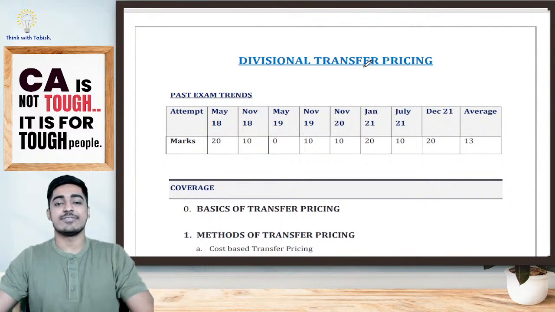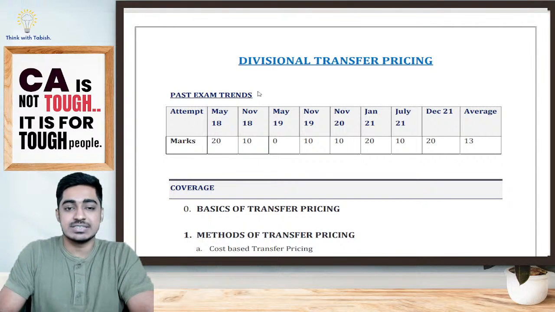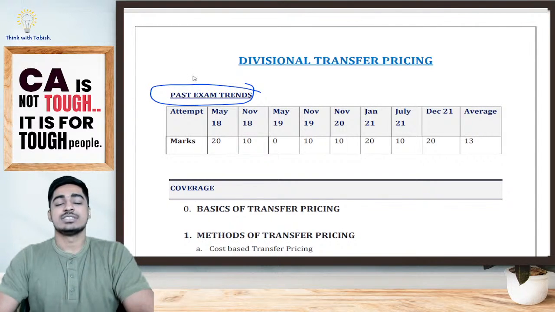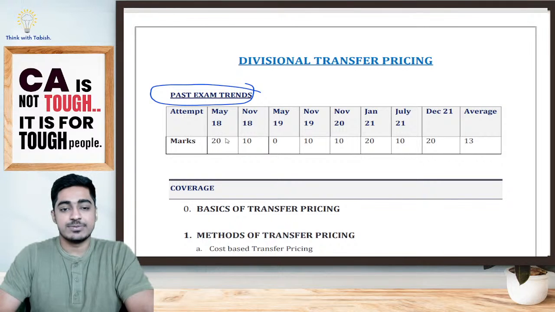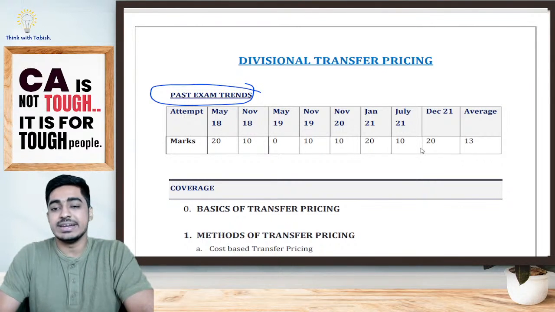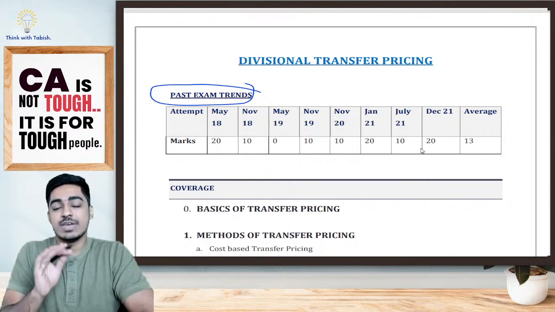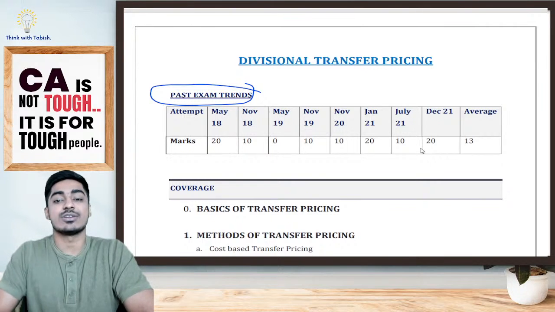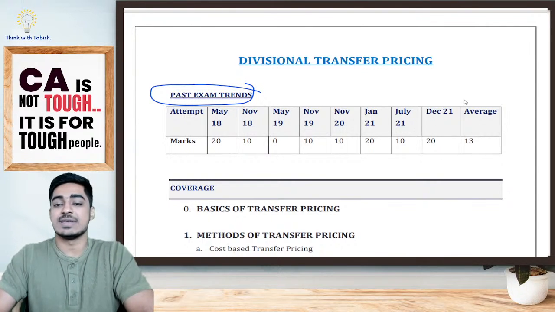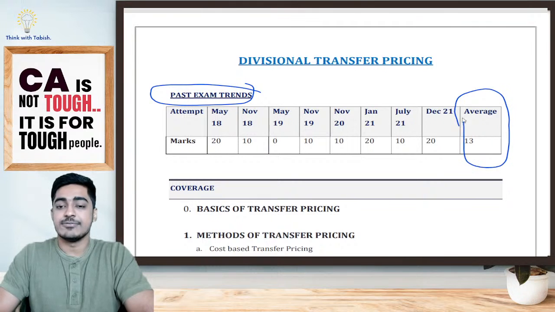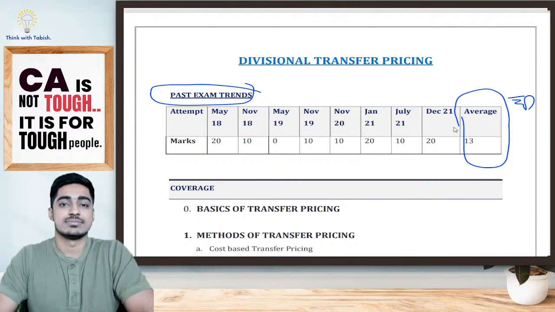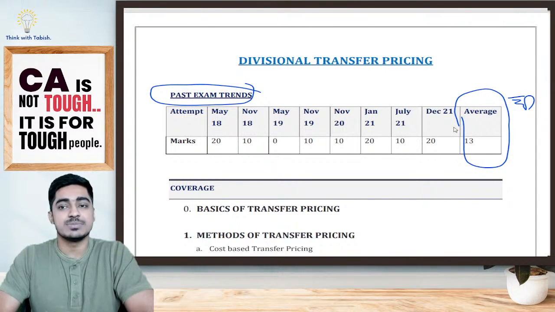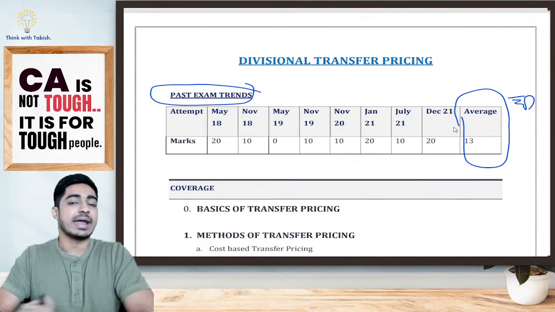So first, let us have an analysis of the past examinations. Very important chapter from the examination perspective: 20, 10, 0, 10, 10, 20, 10, 20. Almost every attempt, we have 10 marks. There are attempts when there are questions of up to 20 marks as well. On an average, the weightage is 13 marks. Very important from the examination perspective, very scoring, very practical chapter.